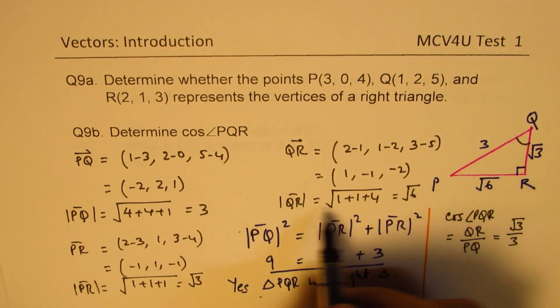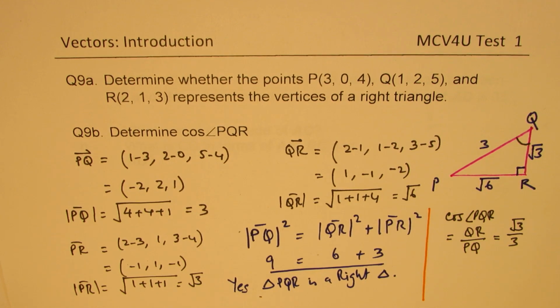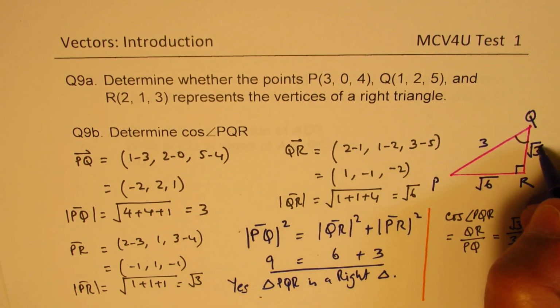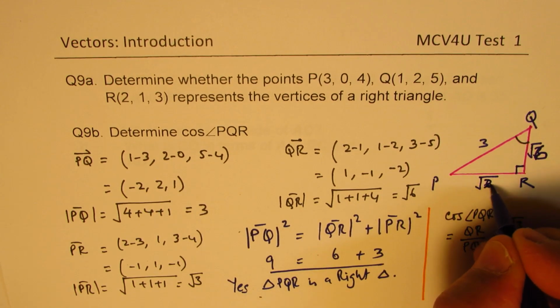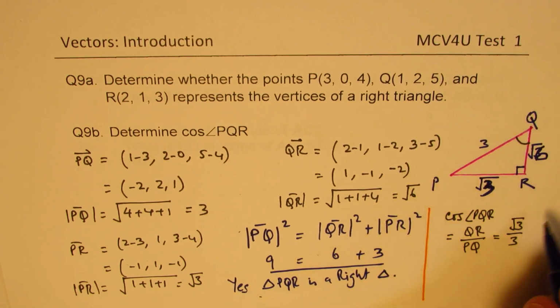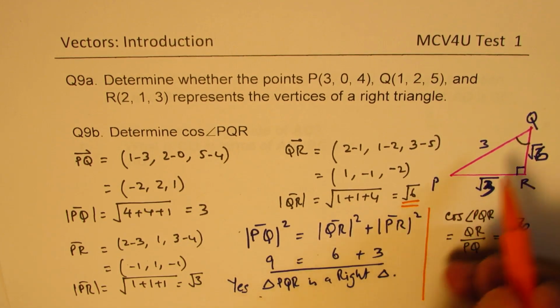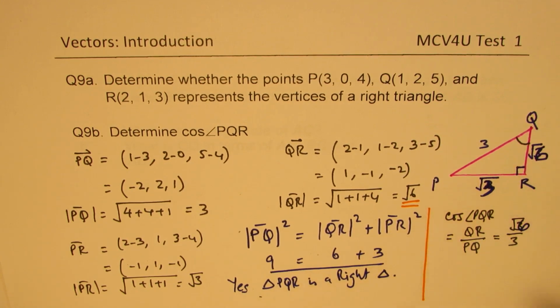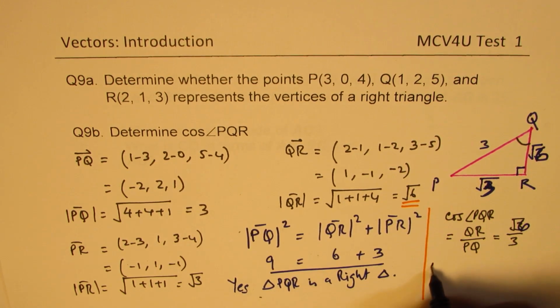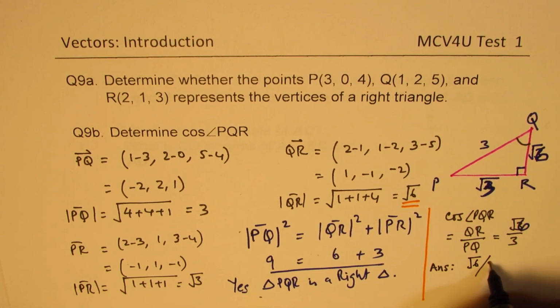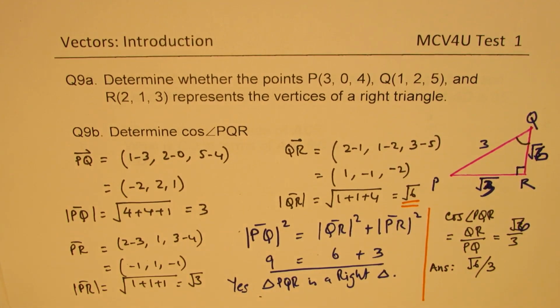Sorry, QR is 6. Sorry, this is 6. QR is 6. So square root 6 over 3. Sorry, so QR is longer. It is 6. I made it wrong. Anyway, so the answer here is square root 6 over 3. Clear? So that is how we are going to answer this question.